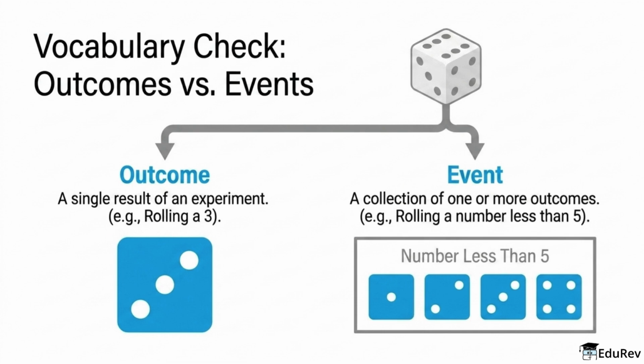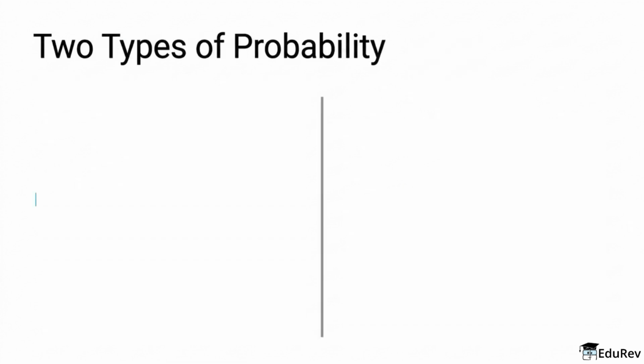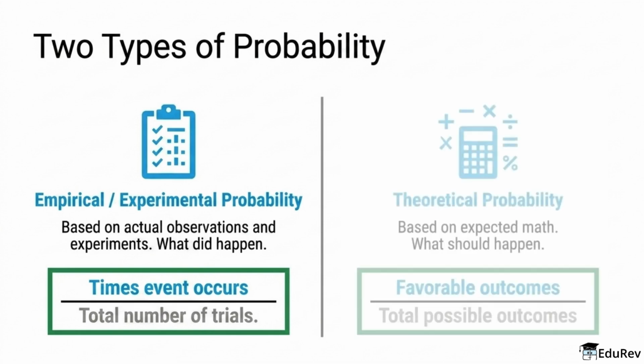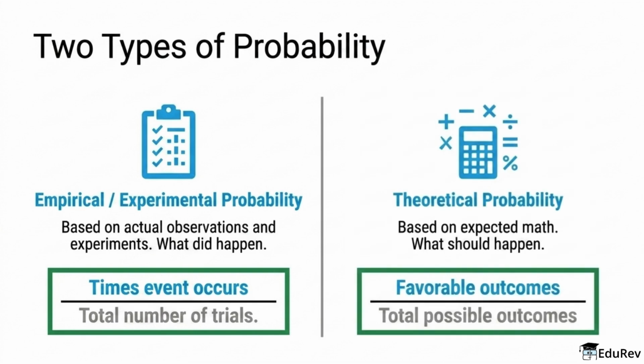With that terminology cleared up, let's look at the two different ways we can approach probability as a whole. There are two main types of probability. The first is empirical or experimental probability. This is based on actual observations and real-world experiments. It measures what did happen, calculated by taking the times an event actually occurred and dividing it by the total number of trials. The second is theoretical probability.